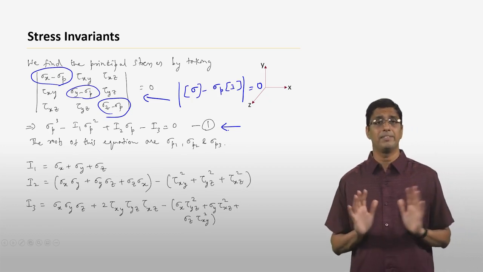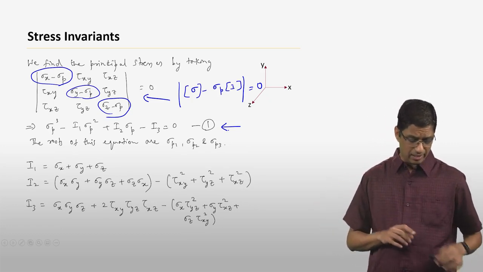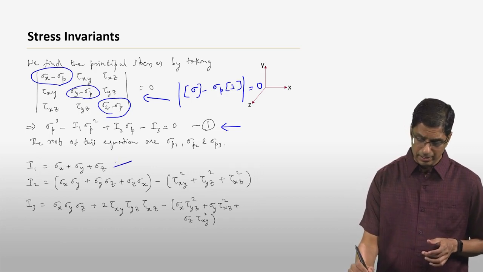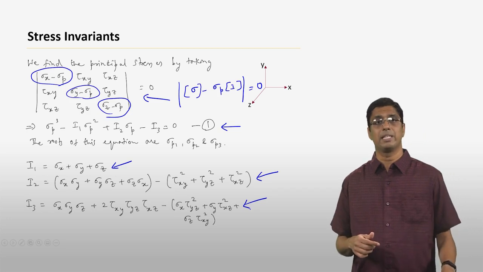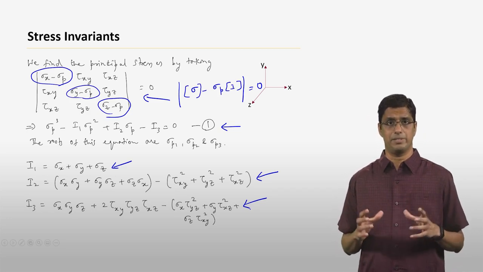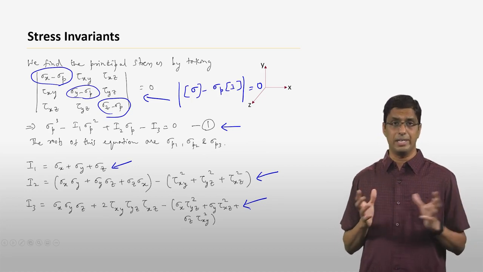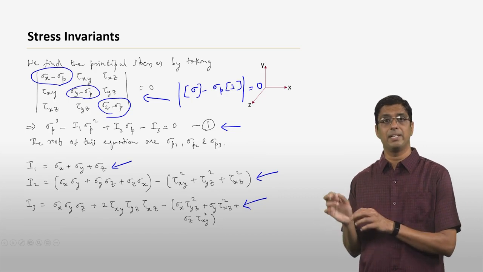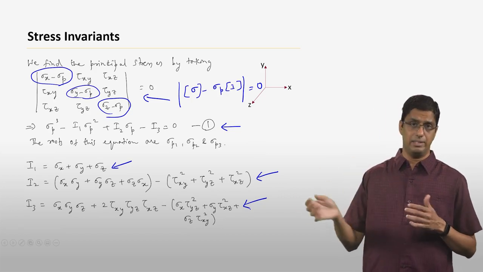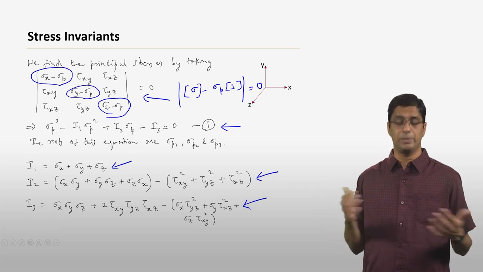For the moment, just assume that I1, I2, and I3 are constants, and these are given by these particular equations. Okay. So I1 is nothing but the sum of the normal stresses sigma x, sigma y, and sigma z. I2 is essentially the sum of the products sigma x sigma y, sigma y sigma z, and sigma z sigma x. And then you have a negative term that is composed of tau xy square, tau yz square, and tau xz square.